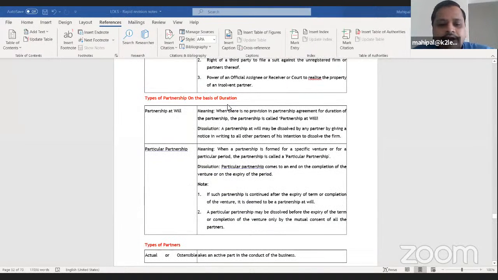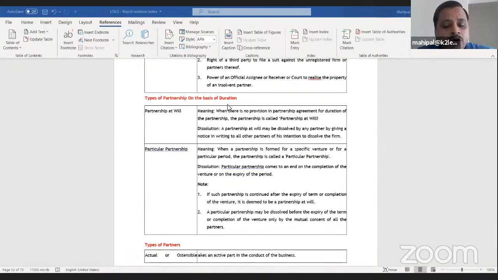Types of partnership, again, it depends upon number one. The important thing is partnership at will, which is created at will and can be discharged at will, wherein there is no expiry date given. It can be dissolved by any of the partners by giving a written notice to all of the partners.